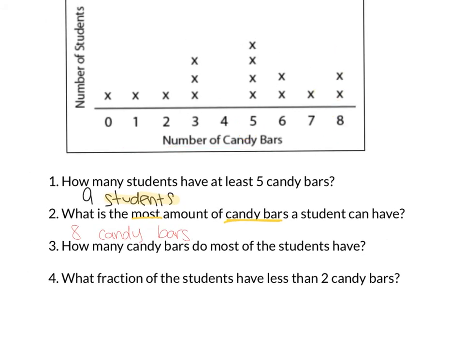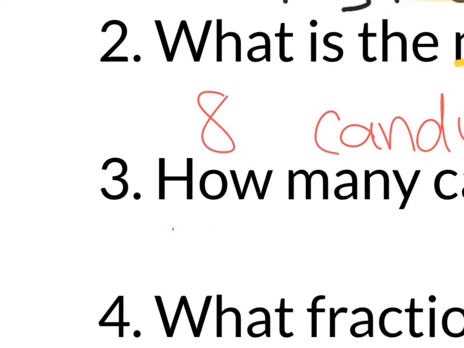So the third question is kind of the opposite of the second question. How many candy bars do most of the students have? So this is talking about the students. So where do we see the most amount of X's? Where do we see the most amount of students? That's in 5. In 5, we have 4 X's, and in the rest, there's not more than 4. So our answer would be 5. So 5 candy bars.